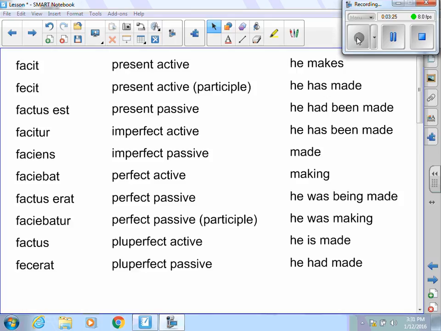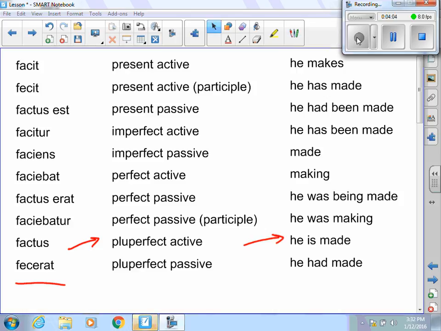Is it passive? So I made a list here, and what I want you to do is look at this list, hit pause in a second, and see if you can match them up. Facit, for example, is present active. That's just to the right of it. And then it's he makes. Okay, and the other ones are not matched up for you. So go through there and see if you can find the match on the right-hand side for the word that's on the far left. So all of these will match up with both one of those and one of those. So hit pause and see if you can match those up.